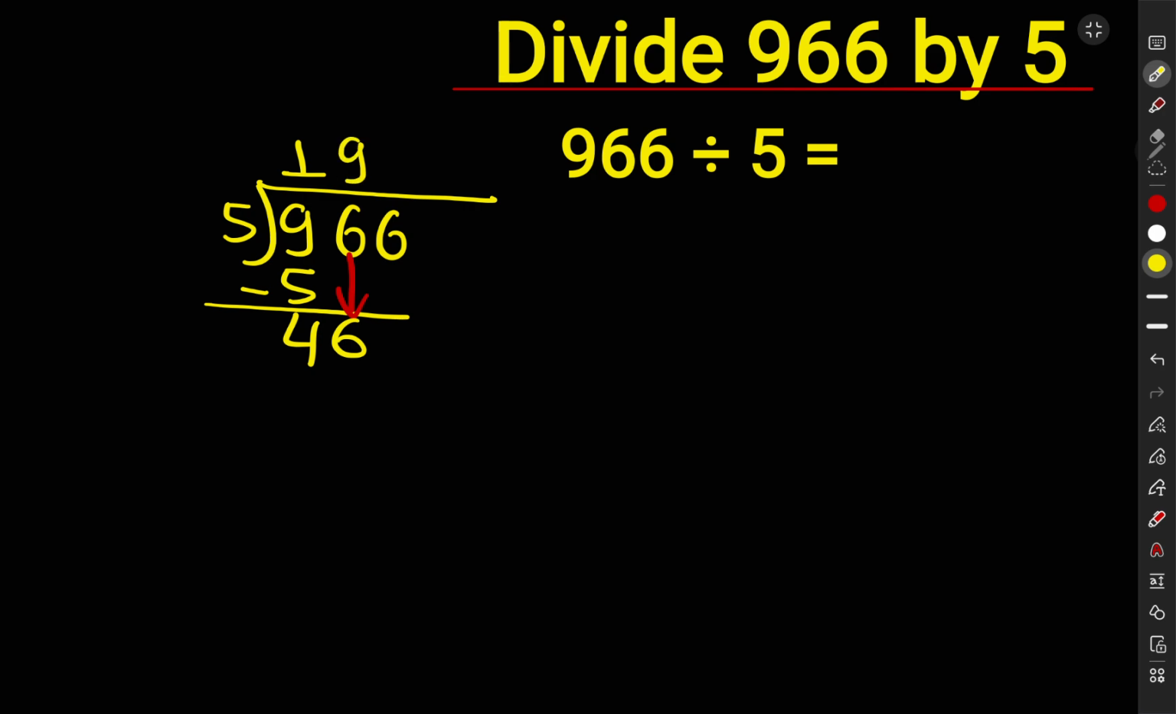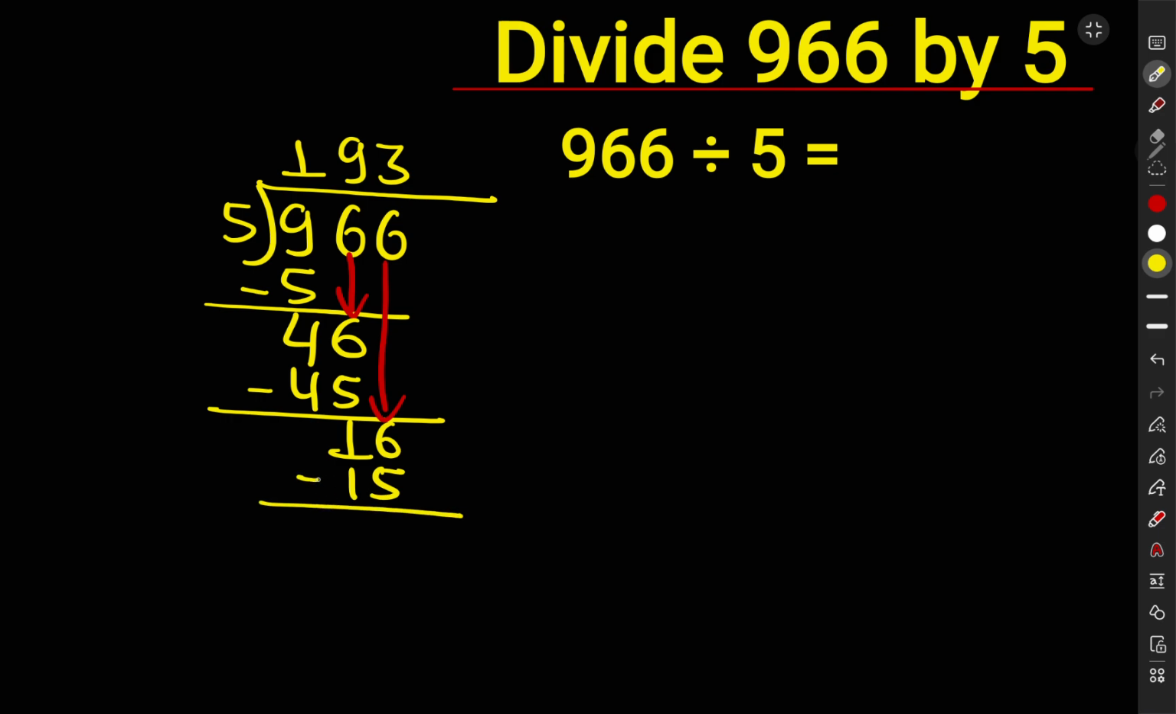5 times 9 is 45. On subtracting we get 1. So now we put down this 6 and it is 16. 5 times 3 is 15. On subtracting we get 1.